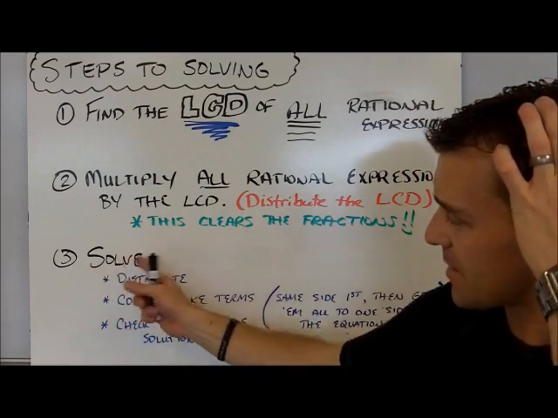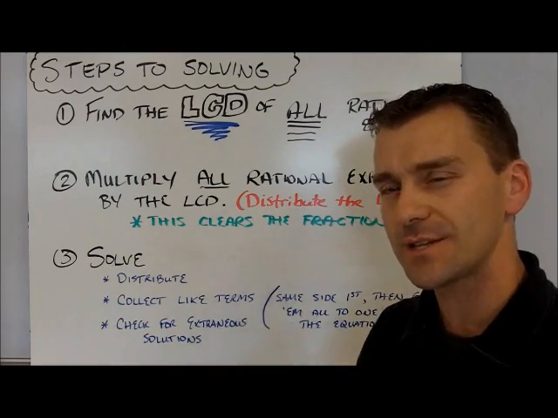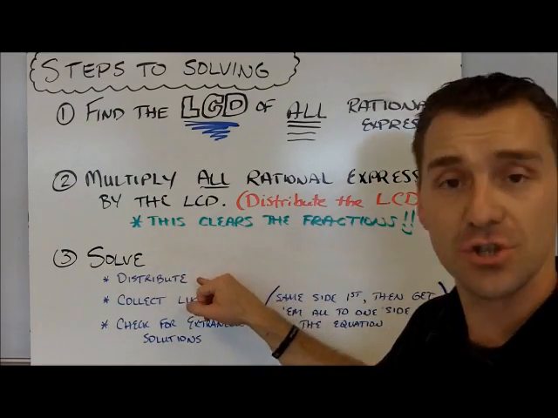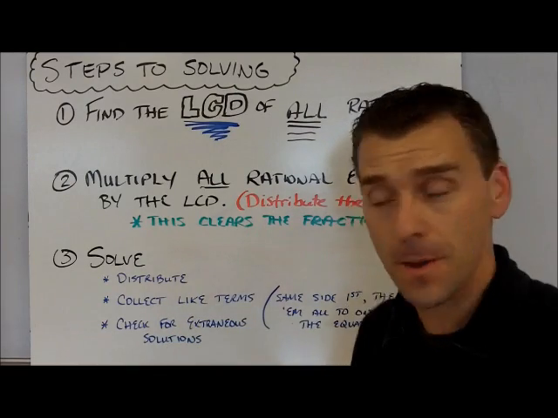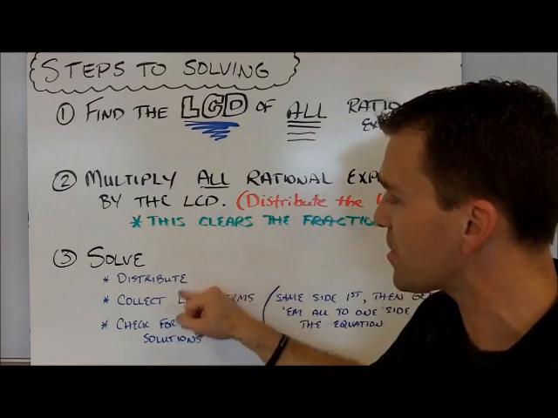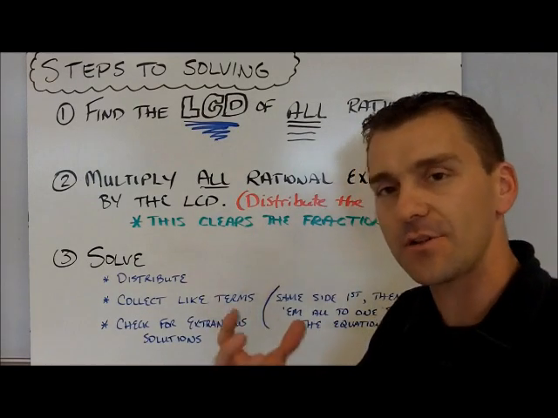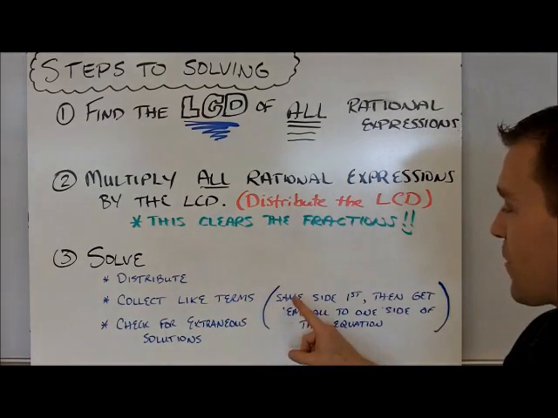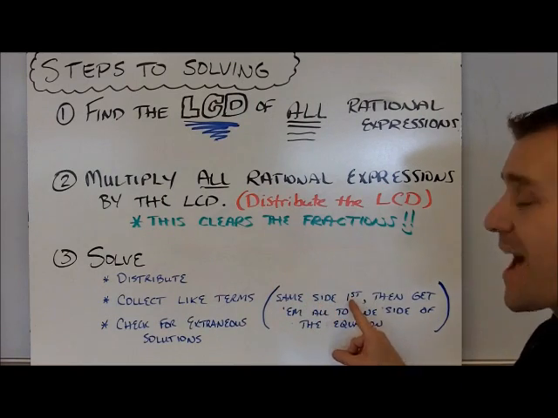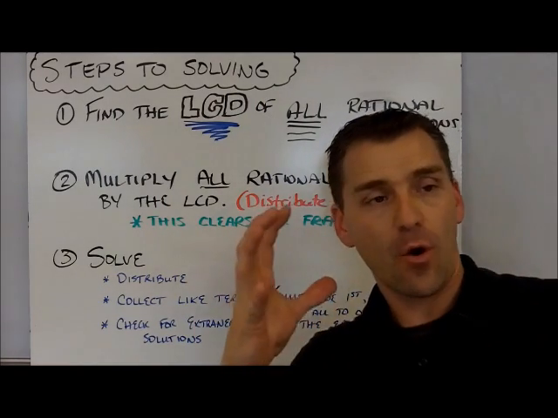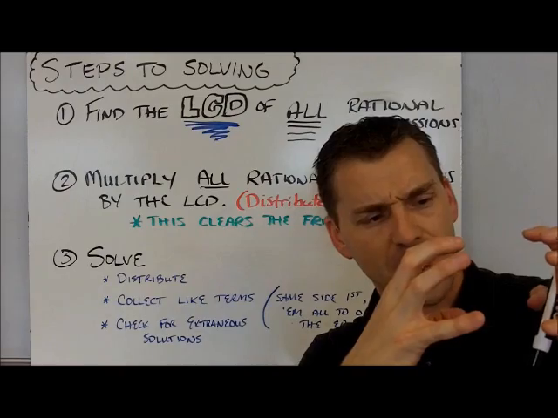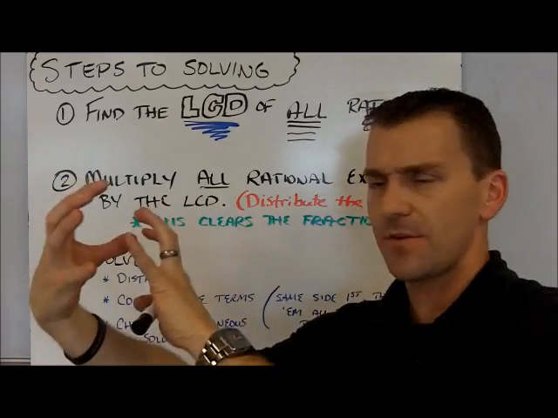So then step number 3 is just solve. And what you're probably going to have to do when you get to this step is distribute, maybe FOIL, who knows, maybe just distribute, and then you're going to have to collect your like terms. We talked about this a little bit in class, but I would probably do this first. Collect your like terms on the same side first. So if there's a whole bunch on the left side, put them together as much as you can. If there's a bunch on the right side, put them together as much as you can.